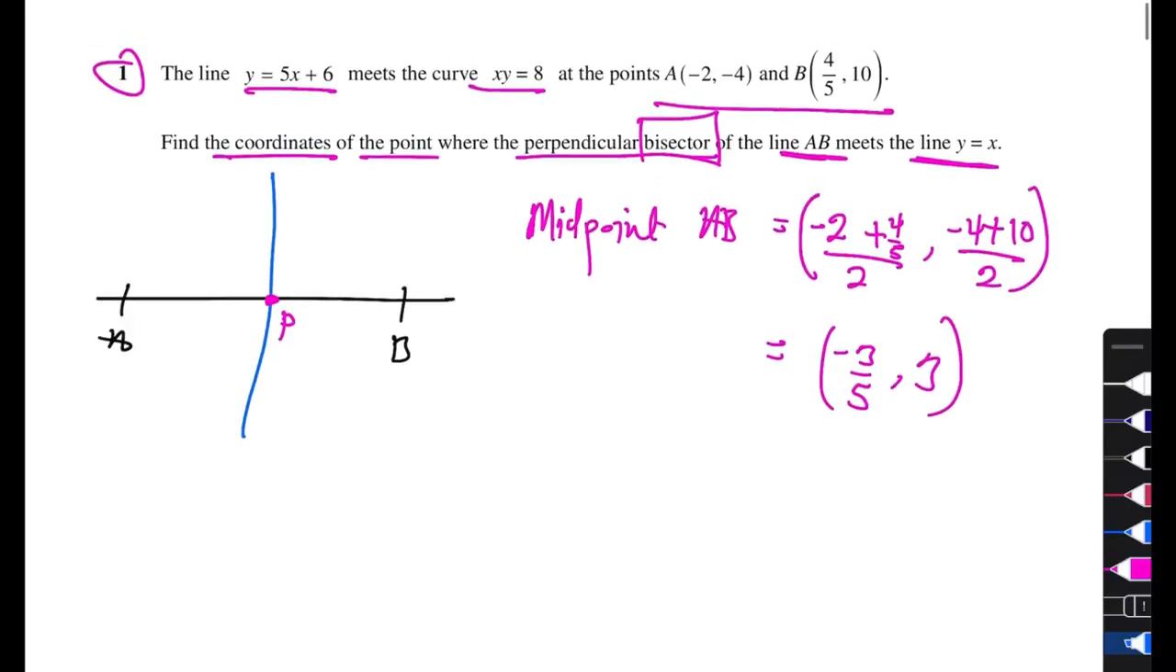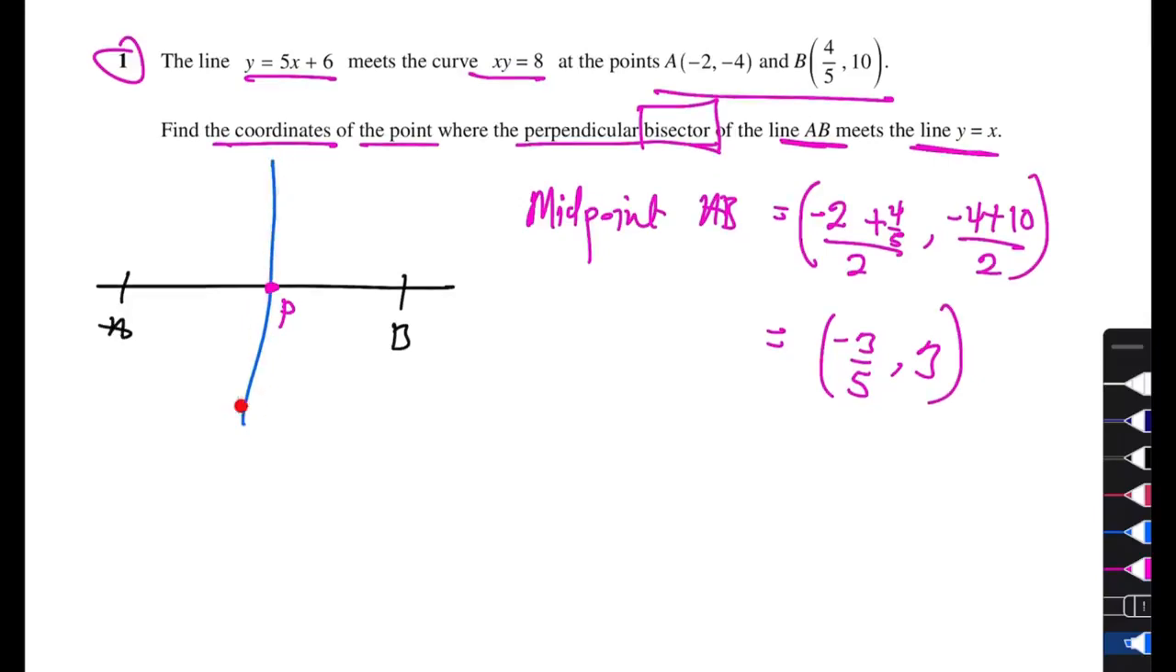Now the question is talking about this perpendicular bisector meeting this particular line, so we need to find the equation of the bisector. In order to find the equation of a line, you need a point, which is the midpoint that we have found, and also a gradient. We do not know 2 points on this line to find a gradient, but we can find the gradient of line AB, and that would automatically help us find the gradient of the perpendicular bisector.